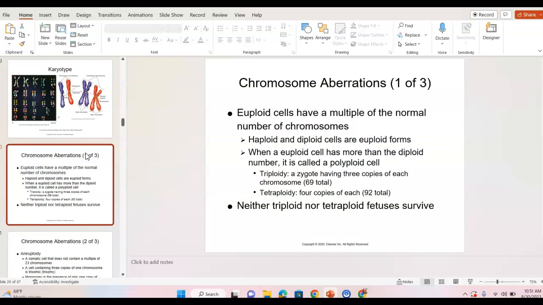Chromosome aberrations, there are several of them, and I believe you have to know these for your boards, of course. So euploid cells have a multiple of the normal number of chromosomes. So these are like the normally seen number, haploid and diploid. So if you have a number that is more, it would be called by how many additional copies there are. Tri and tetra would mean three times or four times the copy. This is not conducive with life. There can be slight alterations, as we know with the chromosomes. There cannot be this many numbers.